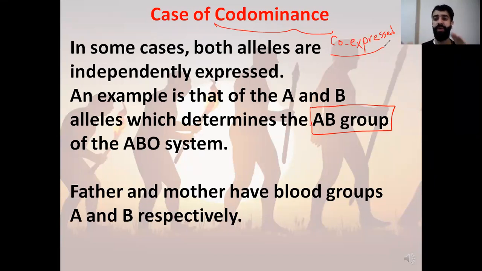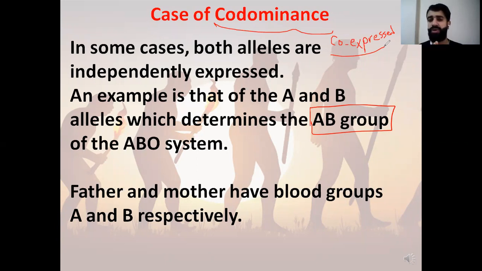In the case of blood group AB, we have both antigen A and antigen B. So we have allele A and allele B, and both of them are expressed. That's why we have an individual having blood group AB. Okay? So allele A and allele B mix together, and they give blood group AB.